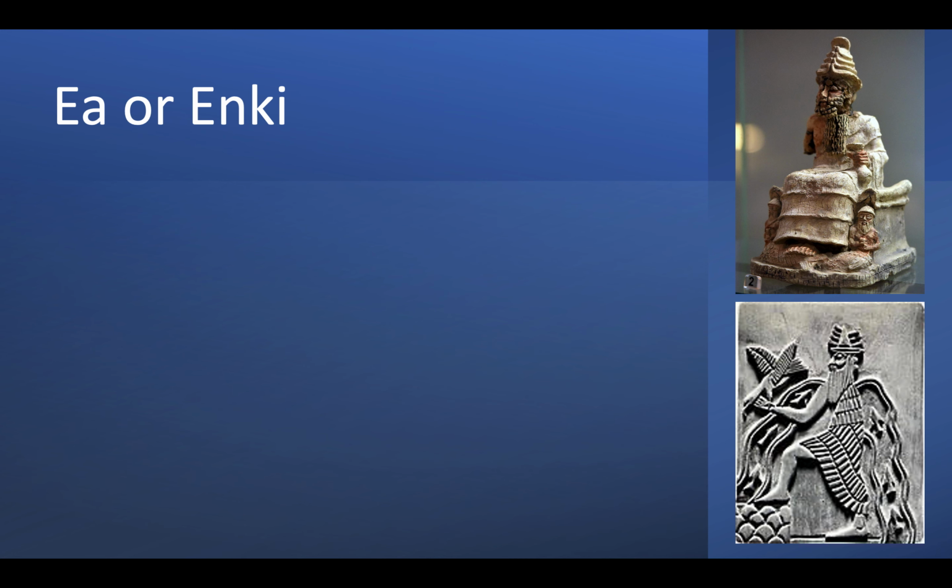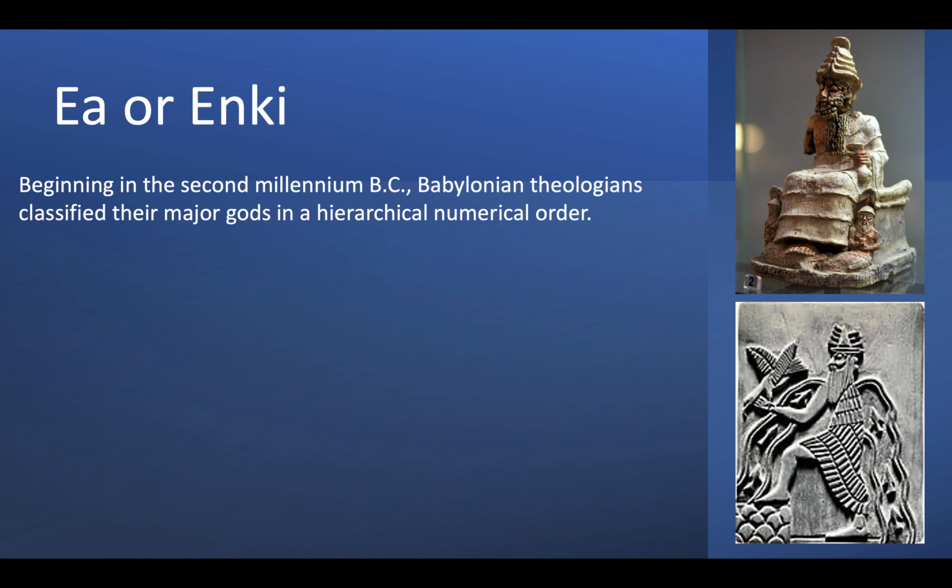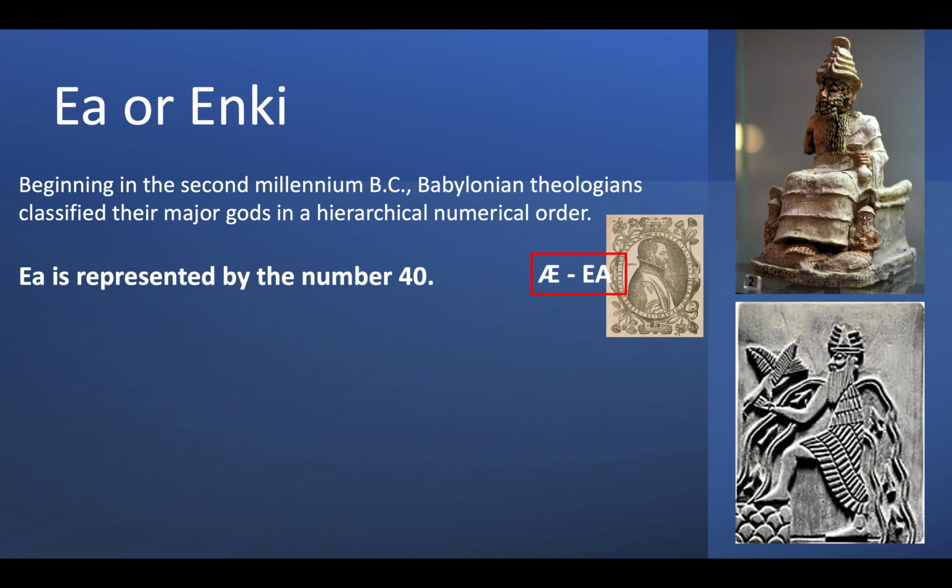Ea or Enki. Well, it turns out, beginning in the second millennium, the Babylonian theologians classified their major gods in a hierarchical numerical order. And it turns out that Ea is represented by the number 40. So there's someone else in history who's been represented by this number of 40. And what was he the god of?